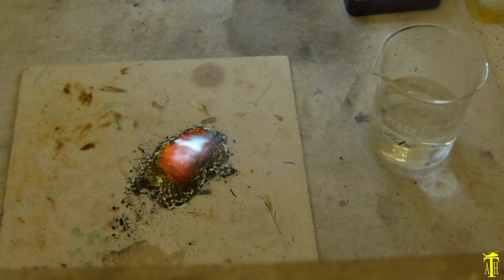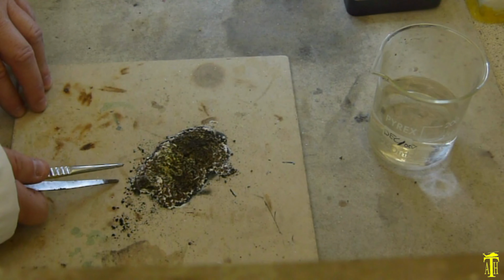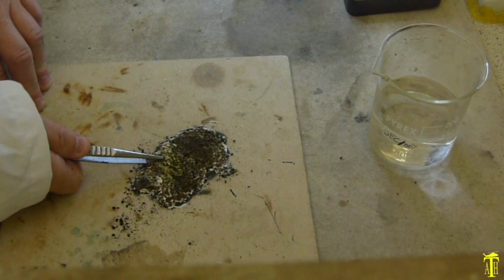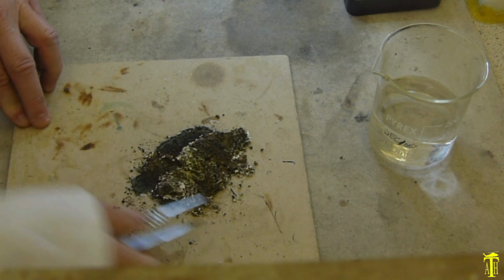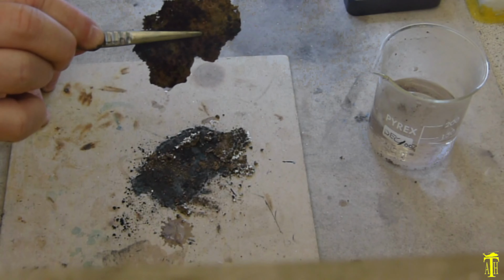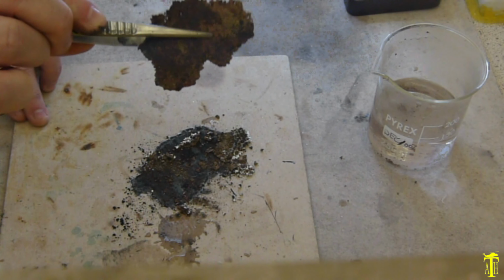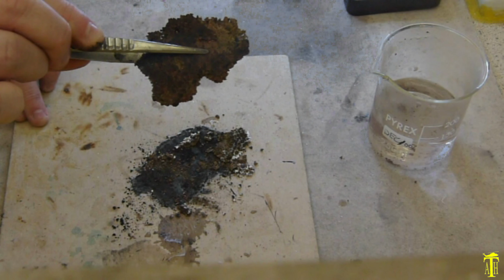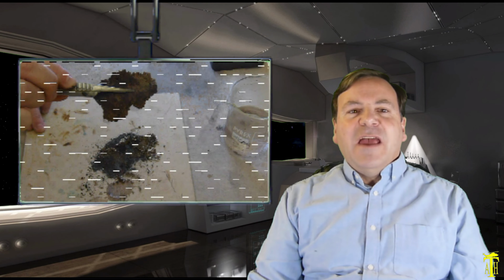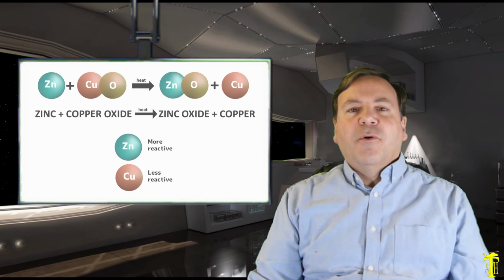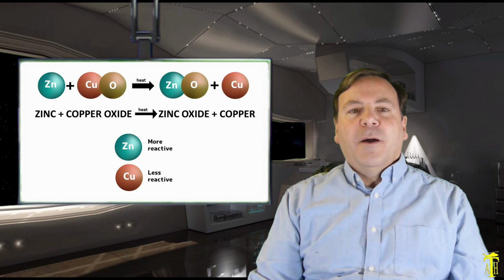You can now see some yellow zinc oxide powder around the outside of the products here, and if I manage to get this off of the heatproof mat and wash it, we can see underneath the reddish brown copper that's left behind. The equation for that reaction is zinc plus copper oxide with heat goes to zinc oxide and copper. The zinc is higher in the activity series as it was able to gain the oxygen from the copper.